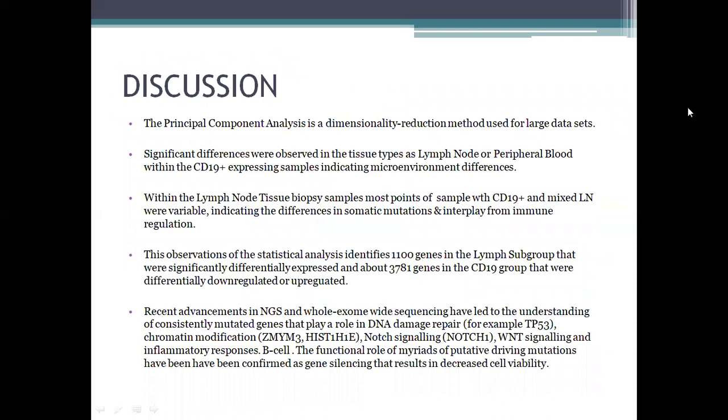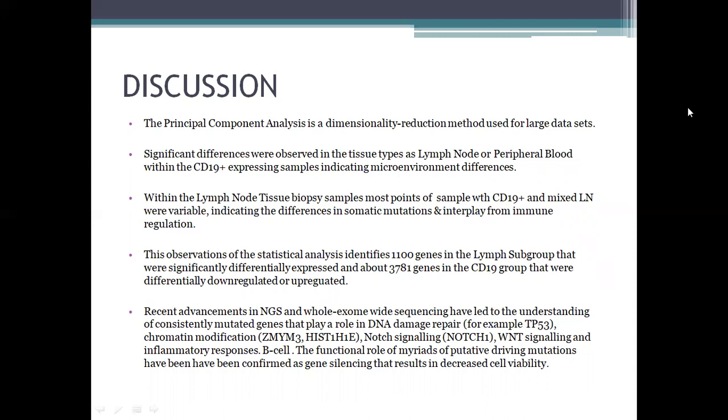So the principal component analysis is a dimensionality reduction method used for large data sets. And on the whole, to summarize the project, significant differences were observed in the tissue types such as lymph node and peripheral blood within the CD19 expressing samples, indicating microenvironment differences. Within the lymph node tissue biopsy, samples of most patients within the CD19 plus and mixed lymph node cells were variable, indicating differences in somatic mutations and the interplay of immune regulation.